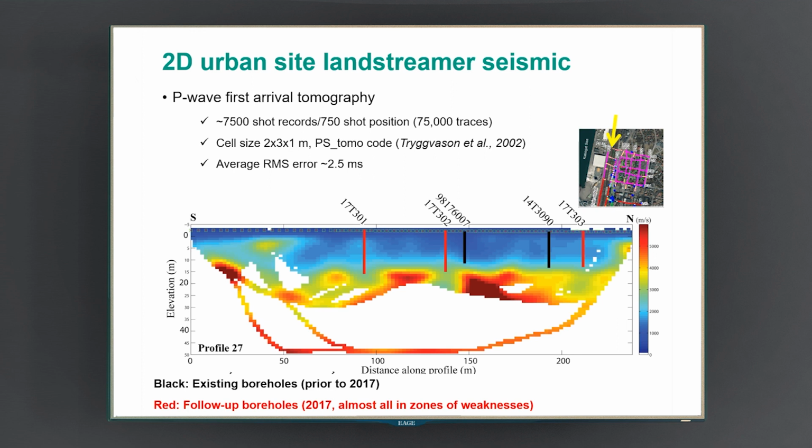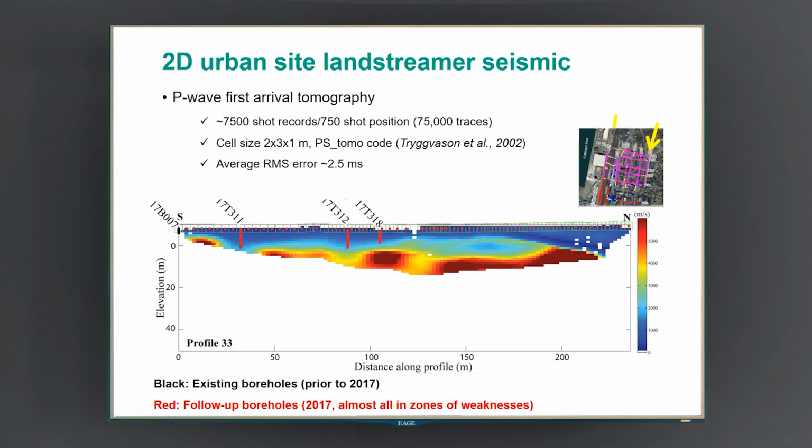We can see this example from profile 27, and now we can look at another example from profile 33, where the red newly drilled boreholes are intersecting the weakness zones. These weakness zones were previously unknown.